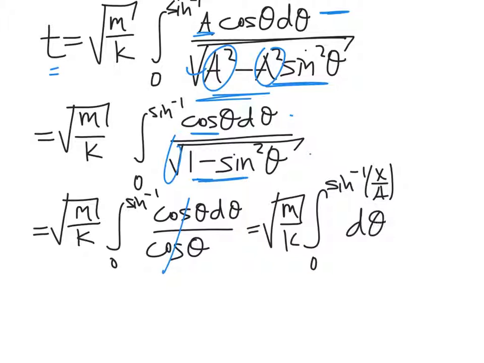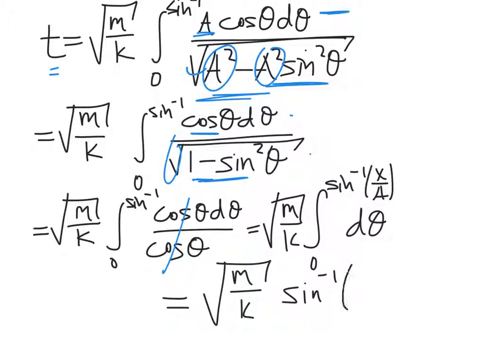integral d theta. Well, that one's pretty easy to do. We find that this integral is just going to become square root m over k times the inverse sine of x over a. And that's all equal to t. And so given some distance, x, we can figure out how long it takes the oscillating mass to move out to that position.